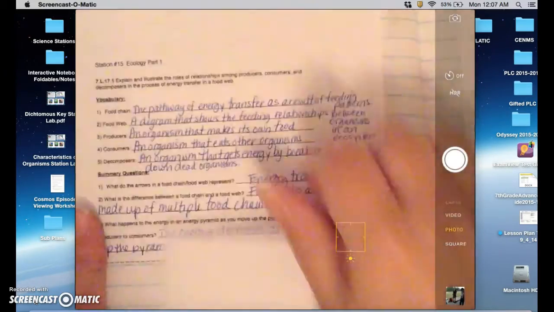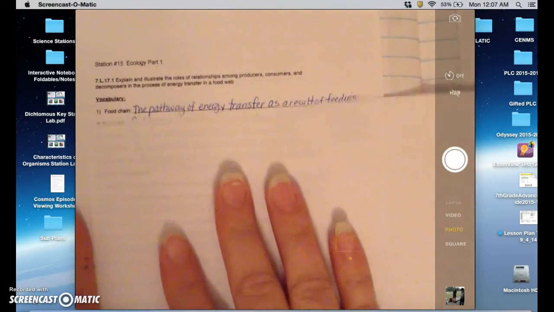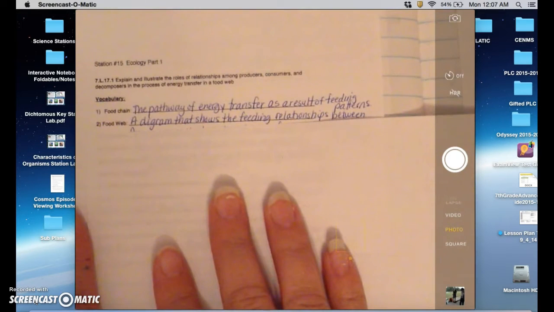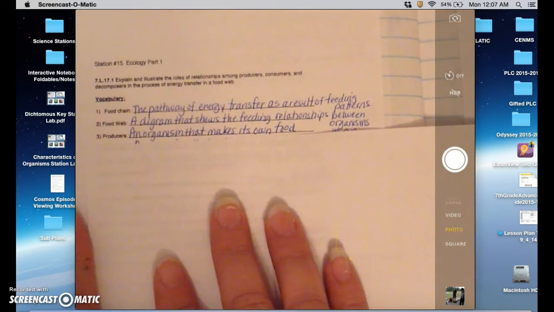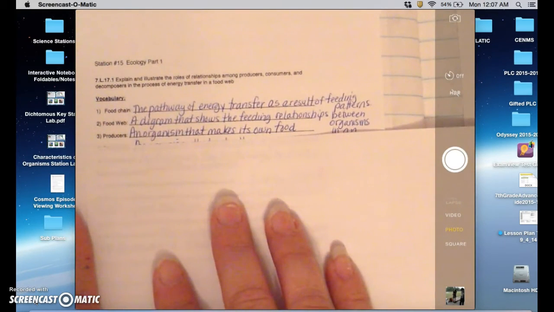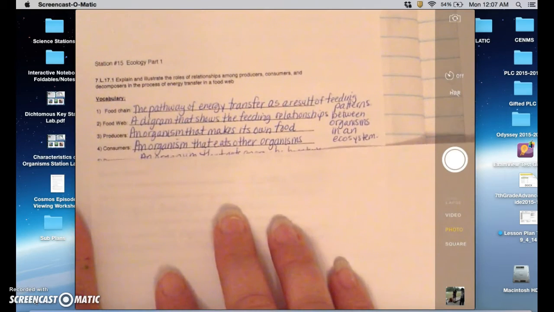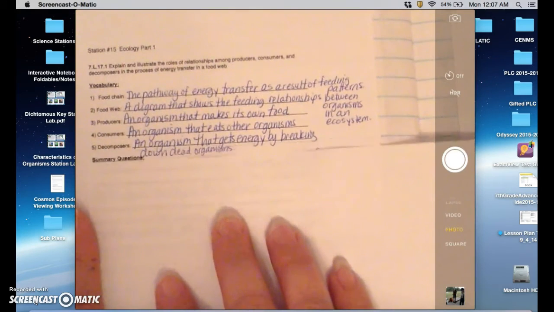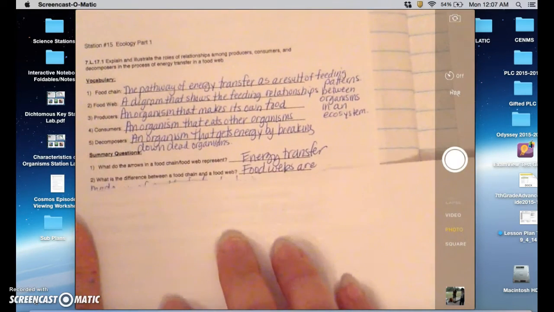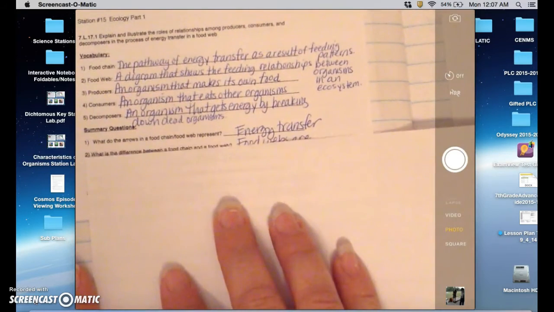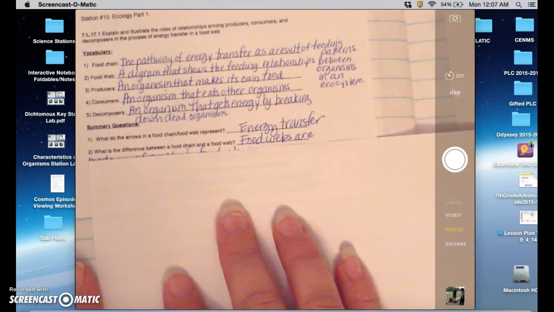A food chain is a pathway of energy transfer as a result of feeding patterns between organisms. A food web is a diagram that shows the feeding relationships between organisms in an ecosystem. Number 3, producers, an organism that makes its own food. Consumers, they eat other organisms to get their energy. Decomposers get energy from eating dead things. What do the arrows of a food chain and food web represent? They represent the energy transferring from one organism to another.